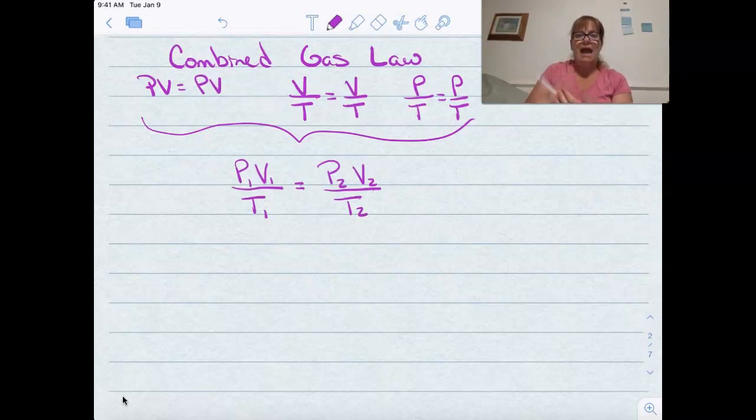This is very powerful, and it is what I'm going to encourage you to use on every single one of your homework assignments today. In the next video, I'm going to show you how to work through some demo problems using only this combined gas law and how it works when you're holding something constant or whether you're holding nothing constant.